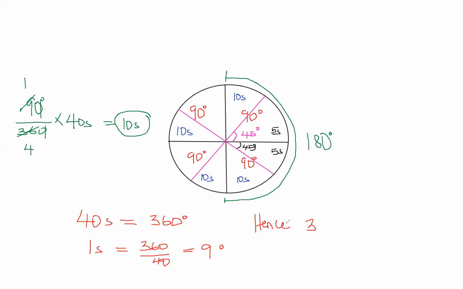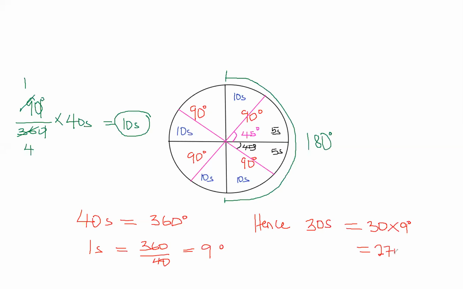So it implies that if 1 second is equal to 9 degrees, then for you to move 30 seconds, the angle you move is 30 times 9, which is what?